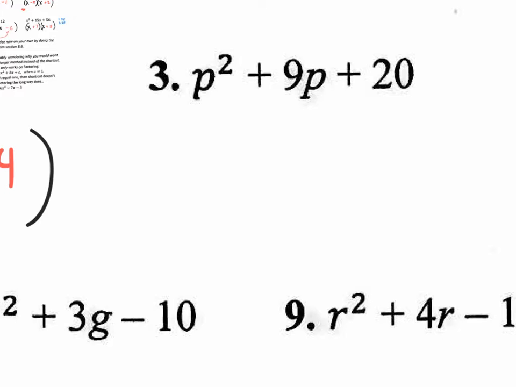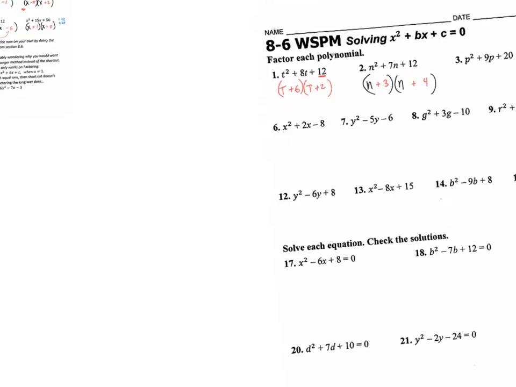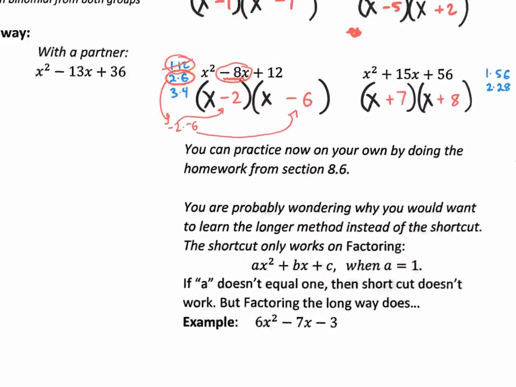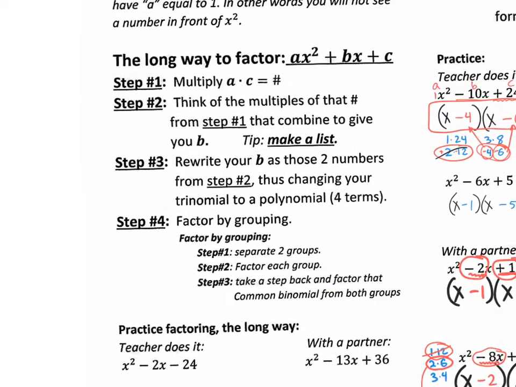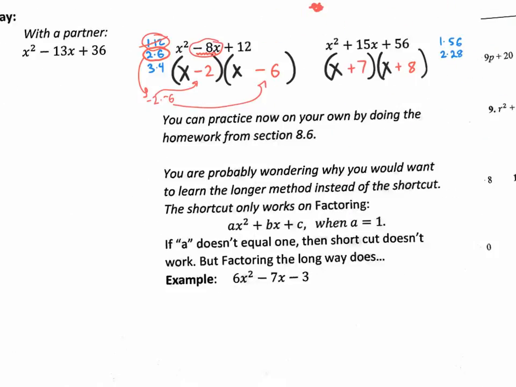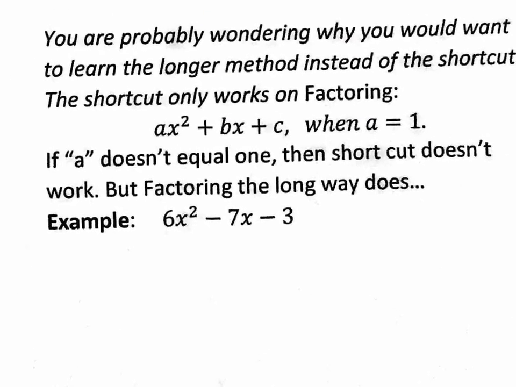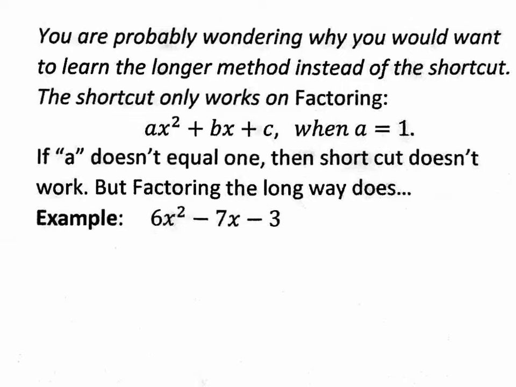So you're probably thinking, why the heck did you show us this long method? That's what I explained down here on the bottom right side of our notes. You're probably wondering why I would want you to learn the long method instead of the shortcut. The answer is the shortcut only works when your A value is equal to 1. If A doesn't equal 1, then your shortcut doesn't work.